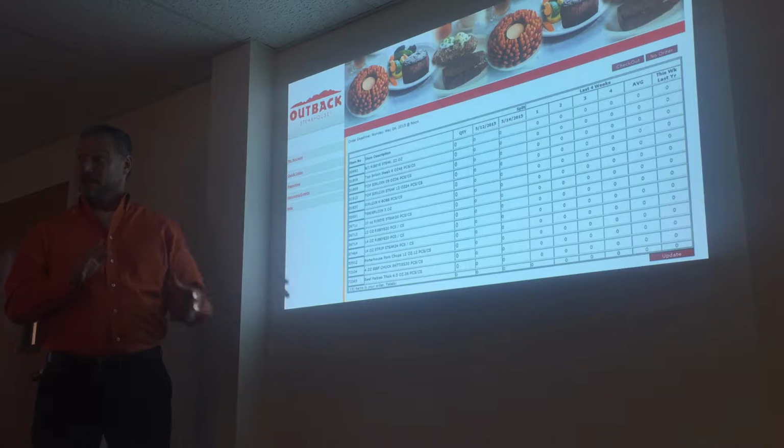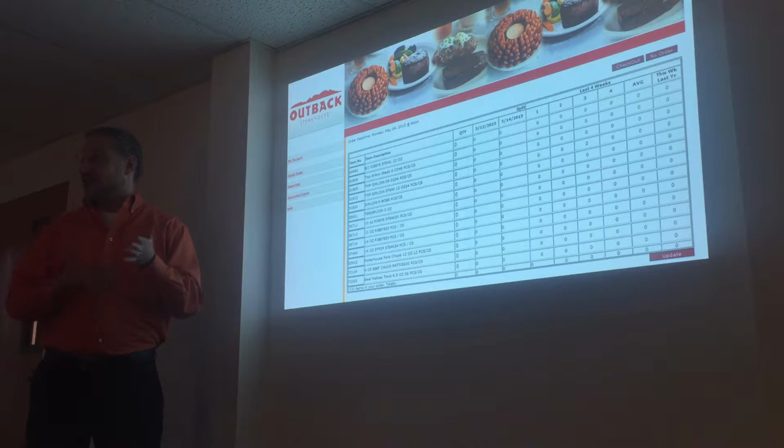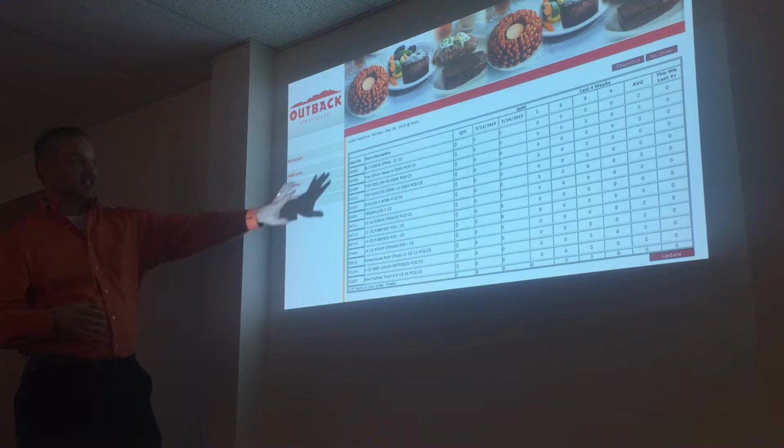And so that's key, because they have a menu. They can't buy stuff that's not on their menu, and the menus are store specific. And so that's the first thing that we do.